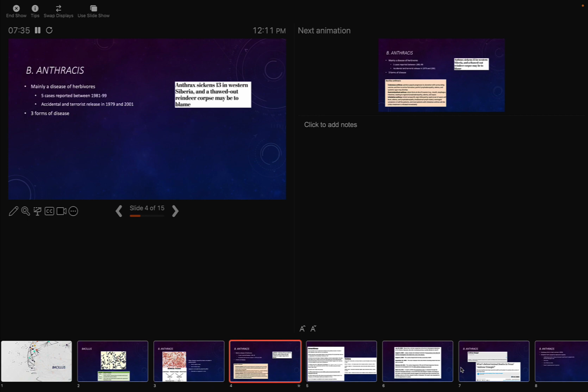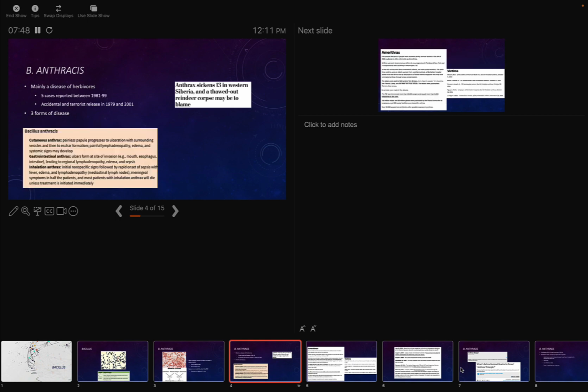When we talk about anthrax, there are 3 forms of disease, and I alluded to one already when I talked about how it got its name because of the dark black wound. So there is a cutaneous form of anthrax. It can be at the very beginning a painless lesion or infection that will eventually ulcerate and lead to eschar formation. Eschar is going to be the dark black wound. Painful lymph nodes, edema, so swelling, and systemic signs may develop.